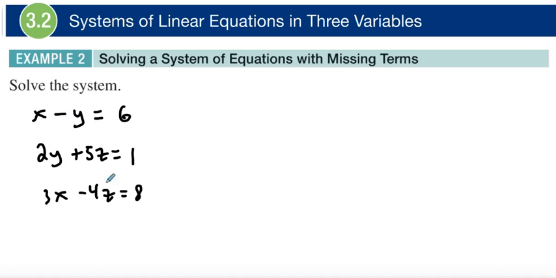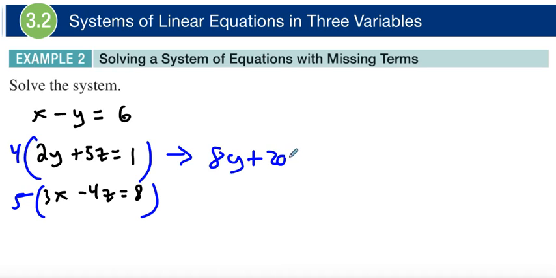If I wanted to get rid of my z, I would need to multiply this guy. Let's see, if I want this to be maybe 20, multiply that by 4. And if I want that to be 20, I multiply that by 5. So if I do that, this is what I get. I'll get 8y plus 20z is equal to 4. Same thing right here, I'll get 15x minus 20z is equal to 40.